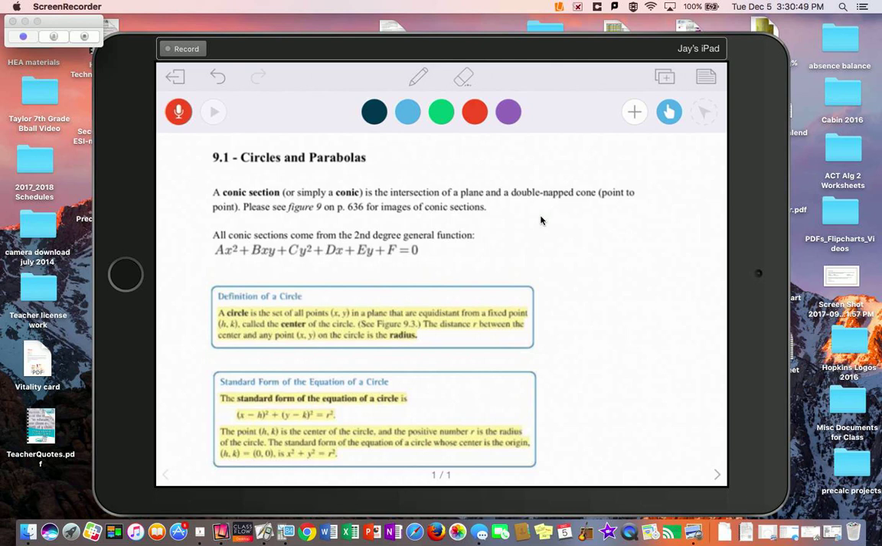Okay, so 9.1 deals with circles and parabolas, and this is the first lecture of what are called conic sections. So we should probably just take a quick look at what conic sections are.